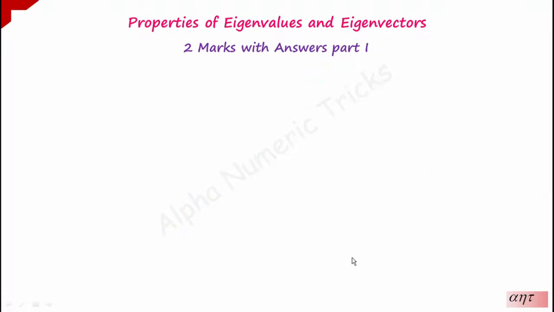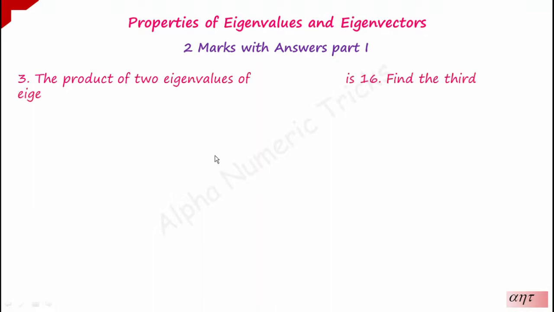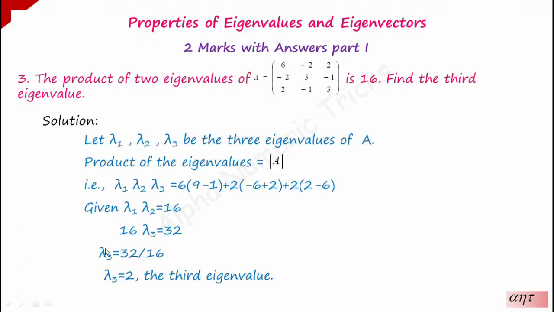Next, we will see the third problem. The product of two eigenvalues of a given matrix is 16. Find the third eigenvalue. We have to find the third eigenvalue. The only difference between the previous problem and this problem is that in the previous problem, two of the eigenvalues were given, and here the product of the eigenvalues is given.